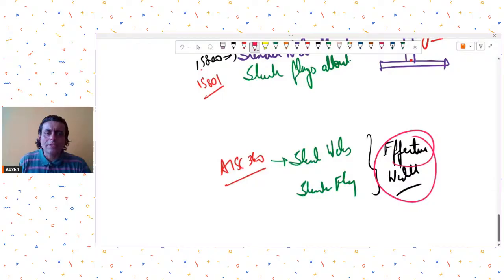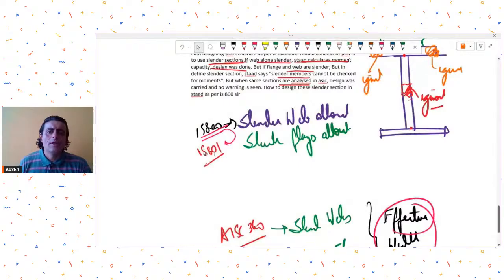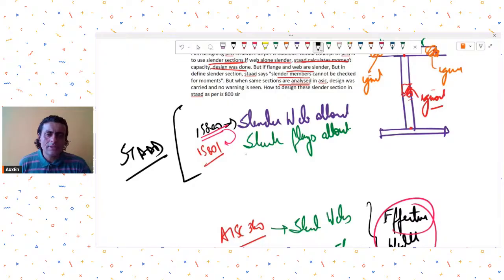As of now, IS 800 does not give you the effective width concept. It in turn tells you to go to IS 801. But then what is STAAD doing? STAAD does not go to IS 801, and straight away does not allow you to use slender flanges. Slender webs it will consider, because IS 800 allows you to use slender webs. How to consider slender webs? By ignoring the web portion in your moment calculations.